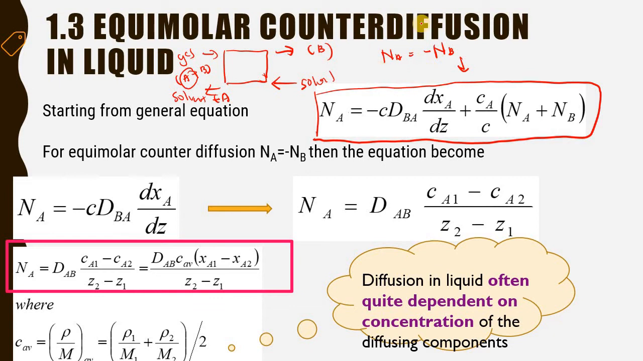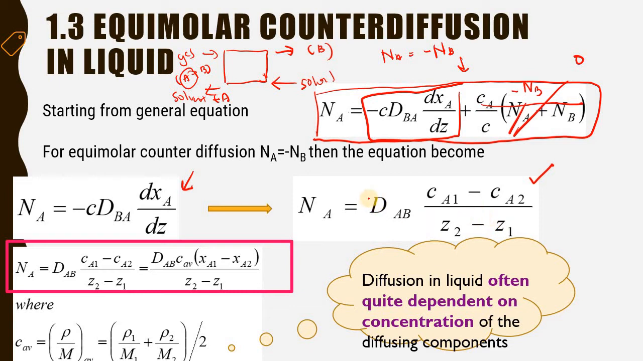I think this is the same concept as for gases. When we have NA plus NB here, NA is equal to negative NB, so if we replace here, negative NB plus NB will be 0. So this term will be 0, and it will be left only with this term, which is Fick's law. For equimolar counter diffusion in liquid we use this equation, and it is further integrated to get this equation: DAB times CA1 minus CA2 over Z2 minus Z1.